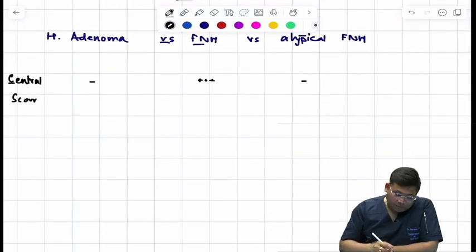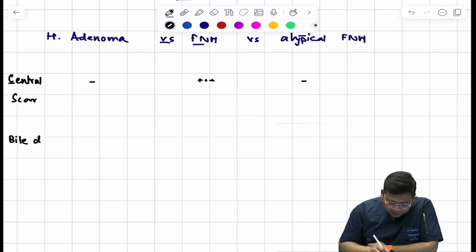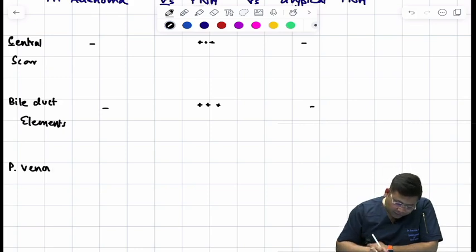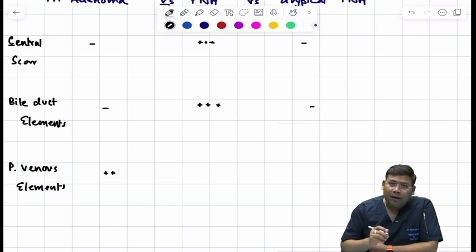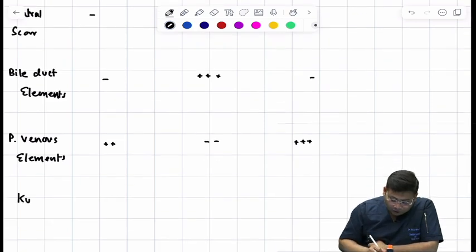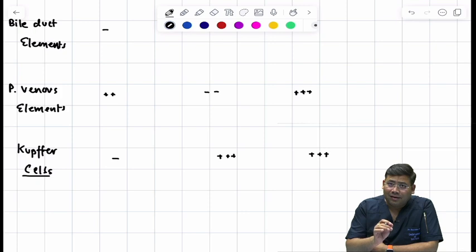Second, when we talk about the bile duct elements, these are absent in hepatic adenoma, present in FNH, but absent in atypical FNH again. Then when we talk about portal venous elements, remember they are present in the hepatic adenoma but absent in the FNH. Remember they are present in atypical FNH. Then that is what is really the problem. When we talk about the Kupffer cells, now this is where you get to steal the show. So Kupffer cells are absent in the hepatic adenoma but present in both of the FNHs. ये सबसे important चीज़ है, समझने की कोशिश करना.